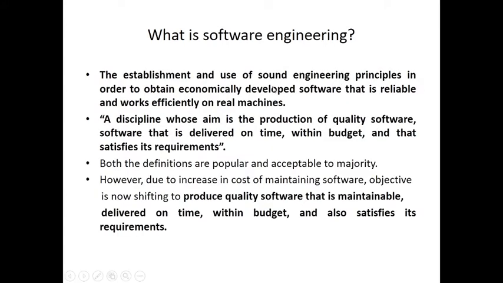Then the establishment and use of sound engineering principles in order to obtain economically developed software that is reliable and works efficiently on real machines. So simply, cost effective, it must be reliable in nature, and it must work efficiently. A discipline whose aim is the production of quality software that is delivered on time, within budget, and that satisfies its requirements. So ultimately this is a major objective: a quality product in less time, at less cost, and fulfilling all the requirements of the user.